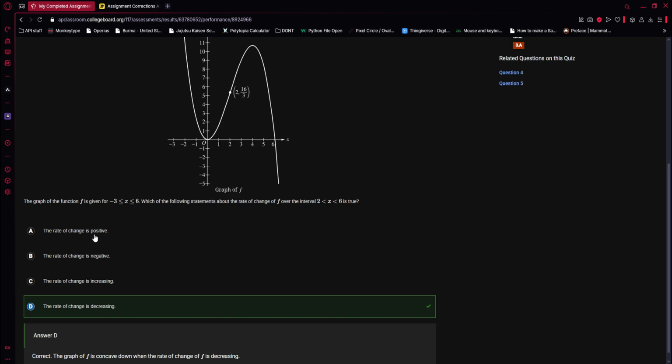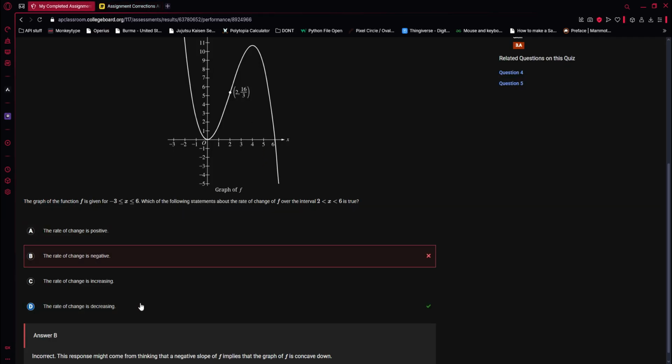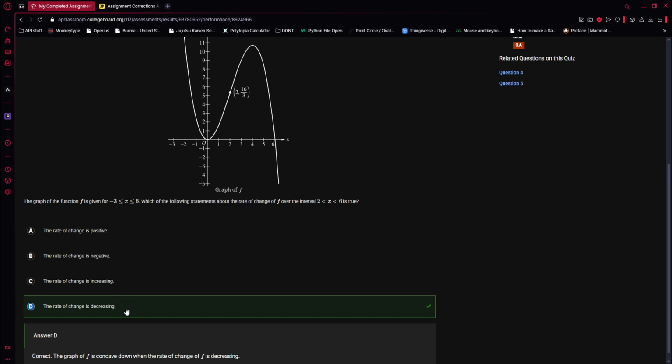So we're looking at rate of change here. Either the rate of change is positive, negative, increasing, or decreasing. Now it's really easy to say, oh, it's positive, or oh, it's negative. But if you look at this midway through, it switches from going positive to going negative. So technically it's both. You can't just say one or the other, because in this interval it is both. So we can immediately eliminate these two choices. Now it's either increasing or decreasing.